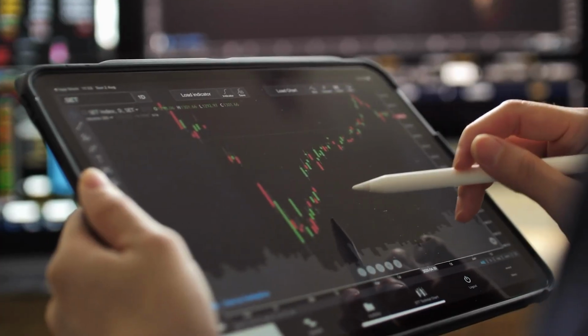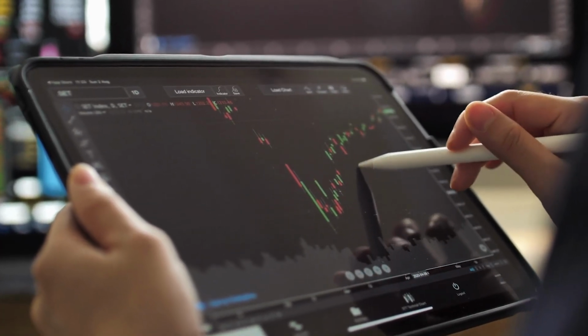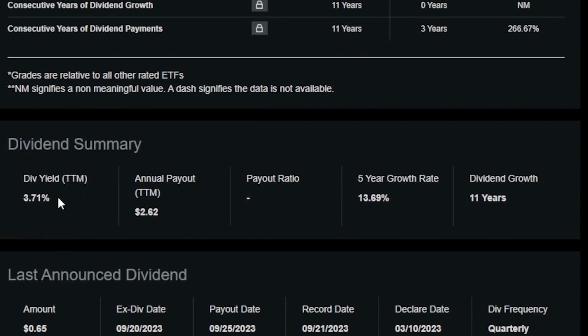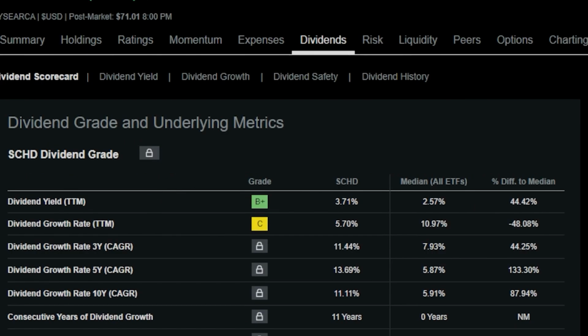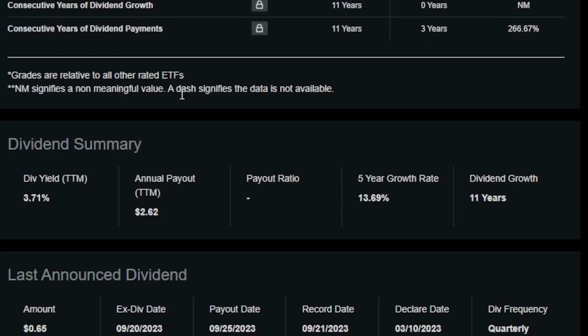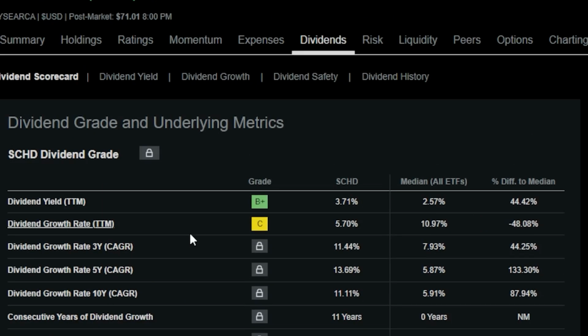Now, when it comes to dividend investing, for the most part, most dividend investors look at things like how much the stock or ETF is yielding on a trailing 12-month or forward basis. For this example, the SCHD ETF, the Schwab US Dividend Equity ETF, currently has around a 3.71% trailing 12-month dividend yield, which is definitely an important metric to pay attention to. With that yield, this is offering around $2.62 per share.